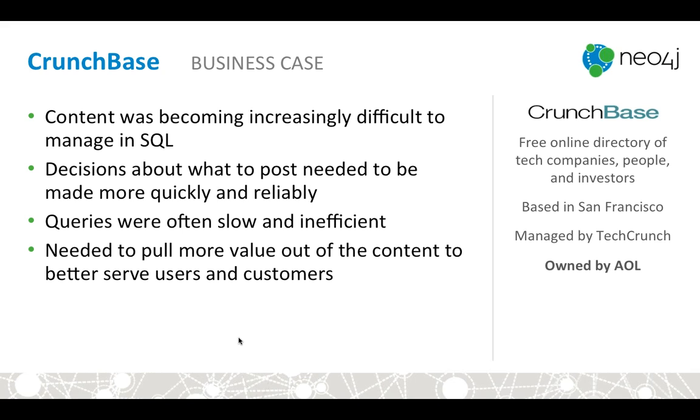So CrunchBase had the unhappy situation where their content was becoming increasingly difficult to manage. So they aggregate all of the different relationship information about all the different players, and they absolutely need up-to-date information that is easily accessed. And it was becoming increasingly difficult to do that in their existing solution. They had to make tough decisions about what to post, because they needed to choose to conserve resources. And that's just not something that you can do when you're trying to run this kind of an application. The queries were often slow and inefficient, and they just weren't getting the value that they needed.